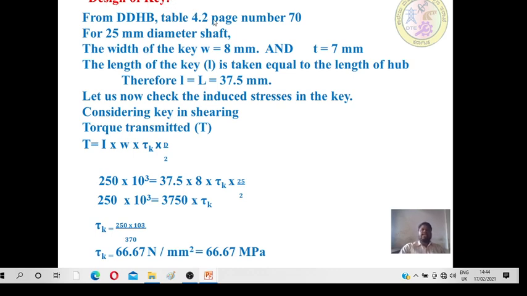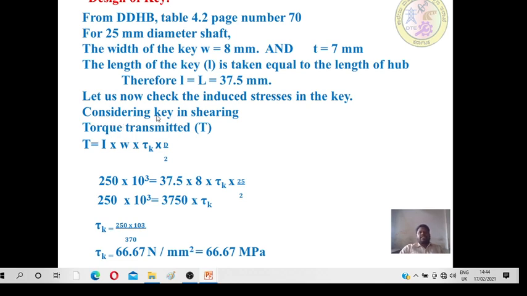From the data handbook, page number 70, in Table 4.2, for a 25 mm shaft diameter, the width of the key is 8 mm and the thickness is 7 mm. The length of the key, L, is taken equal to the length of the hub, capital L equal to 37.5 mm. Let us now check the induced stresses in the key.